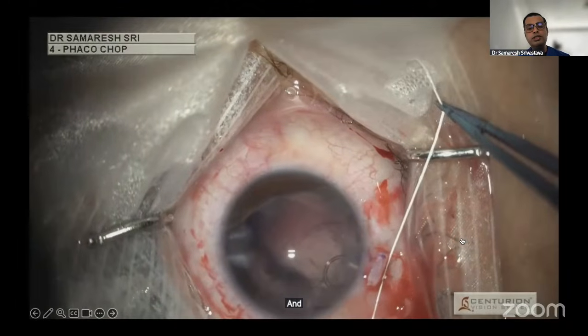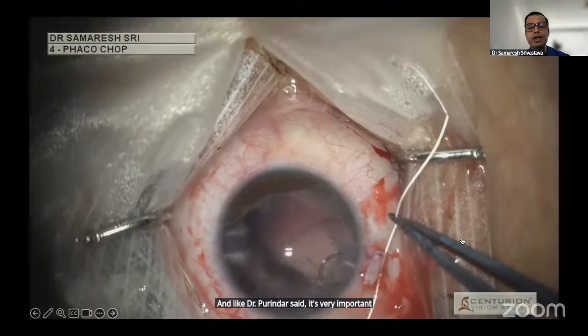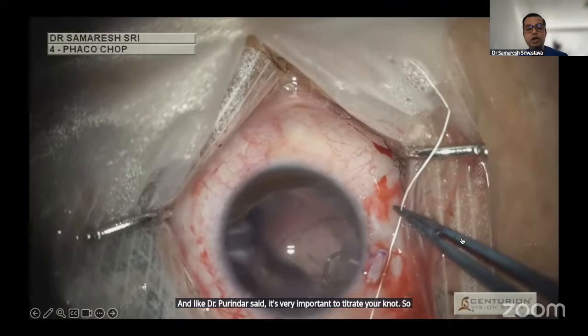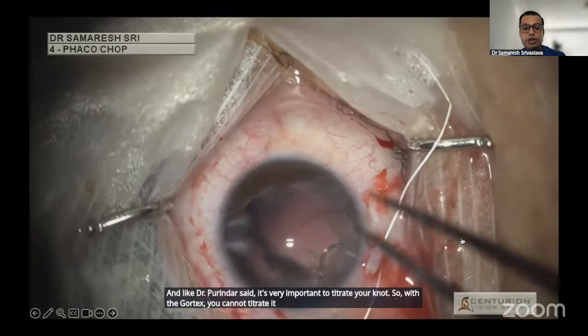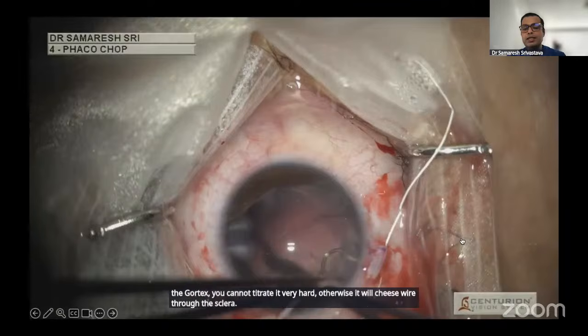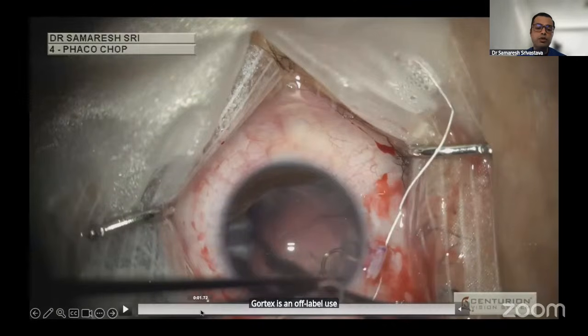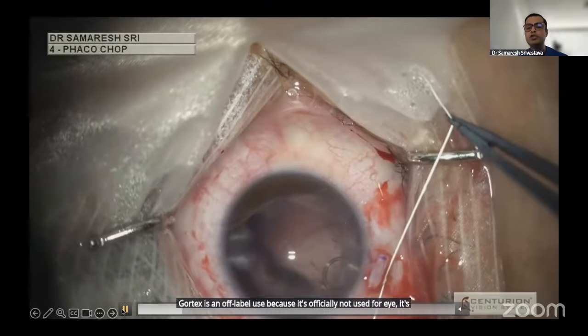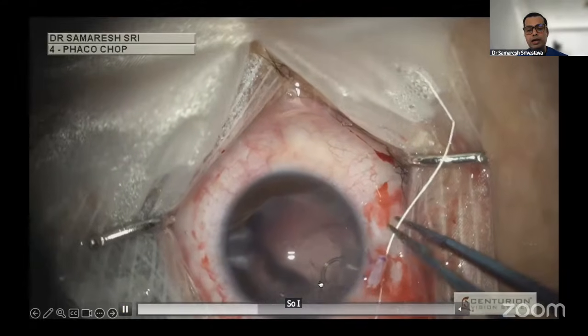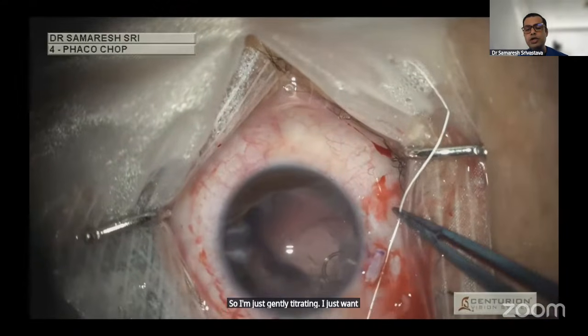And like Dr. Purinder said, it's very important to titrate your knot. So with the Gore-Tex, you cannot titrate it very hard. Otherwise, it will cheese wire through the sclera. Gore-Tex is an off-label use because it's officially not used for the eye. It's used for pericardium, periosteum, and so forth. So I'm just gently titrating. I just want a knot. This suture does not lose its memory.